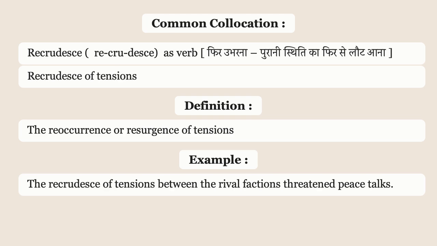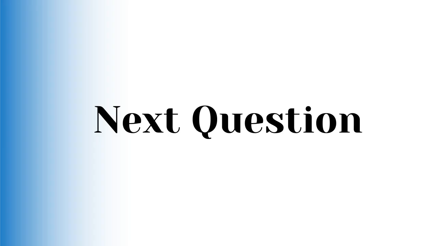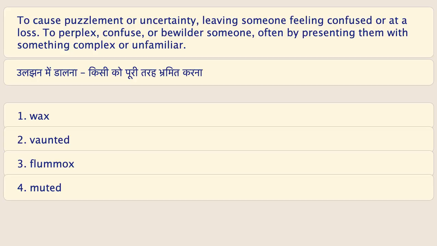Recrudesce of tensions. Definition: reoccurrence or resurgence of tensions. Examples: the recrudesce of tensions between the rival factions threatened peace talks. Next question. To cause puzzlement or uncertainty, leaving someone feeling confused or at a loss. To perplex, confuse, or bewilder someone, often by presenting them with something complex or unfamiliar.